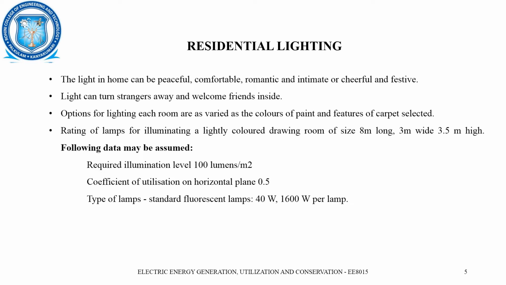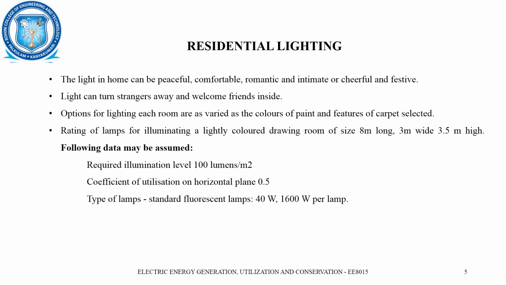Bedroom lighting may be of different types. A low voltage lighting may be required, which may be switched on during the sleeping hours, and there may be a tube light, I mean a fluorescent lamp, or something else, which provides a greater illumination level during day hours or night hours. The light in the home can be peaceful, comfortable, romantic, intimate, or cheerful and festive. So there are different types of lighting used at each corner of the home. Light can turn strangers away and welcome friends inside.